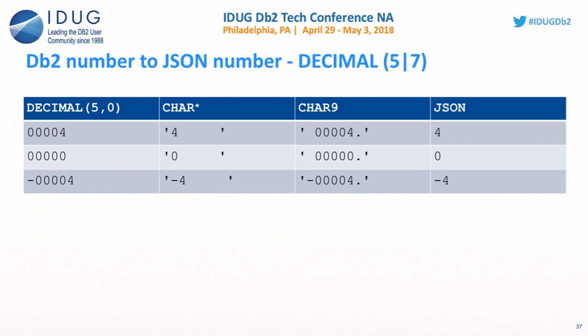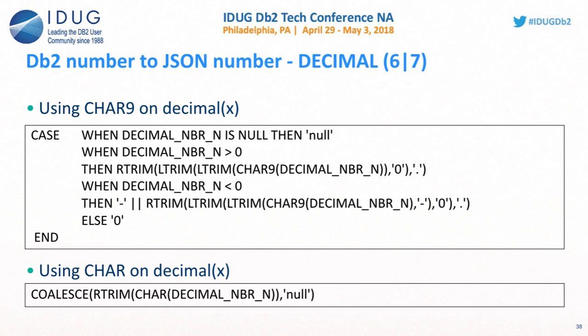If I don't have any kind of decimal points, character is beautiful. Character is nice and easy to convert. The old way, the character 9, it's a little more involved, but not as bad as when you have a decimal point. So to show you, the case statements get a little easier.